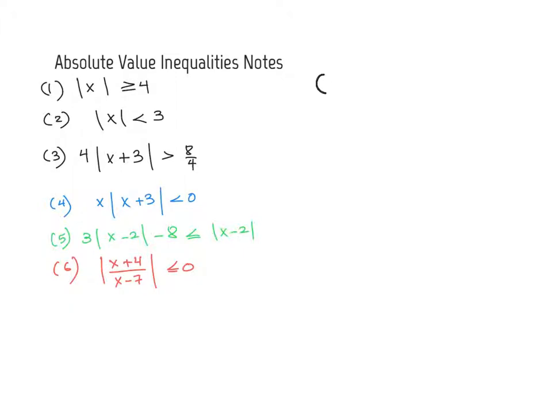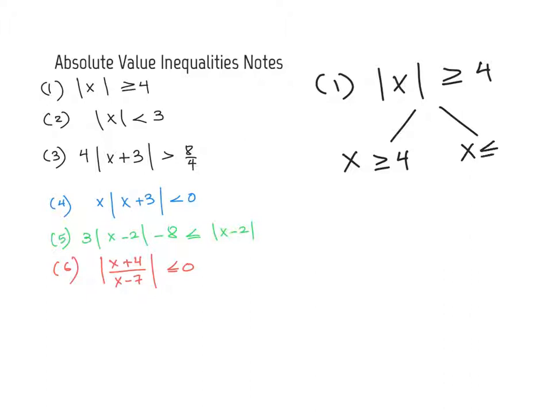In number 1, the absolute value of x is greater than or equal to 4. That means if I split it into the 2 different inequalities like I'm used to with equations, then x is greater than or equal to 4, but when I multiply it by a negative, the inequality shifts, so it becomes x is less than or equal to negative 4.